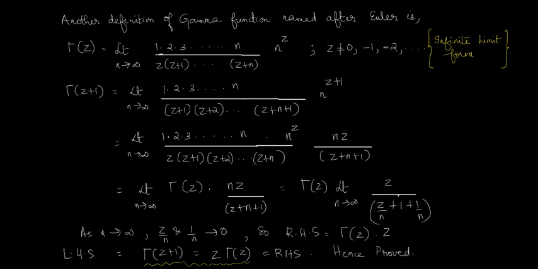So what was on your left hand side? Left hand side was gamma z plus 1, and on your RHS you have z gamma z. This we proved just before with the integral representation also. So this is another proof for the fact that this is also a representation for gamma function, because using this definition also you arrive at the relation connecting gamma z and gamma z plus 1.